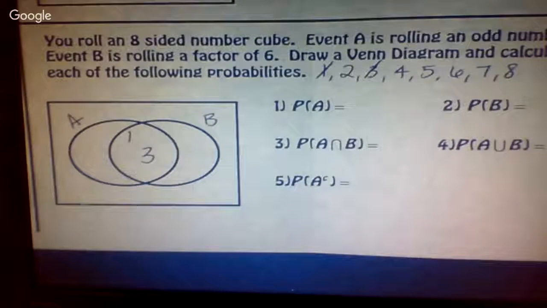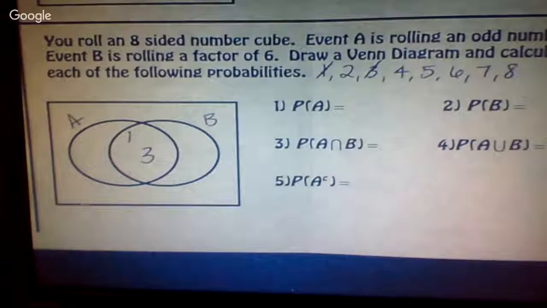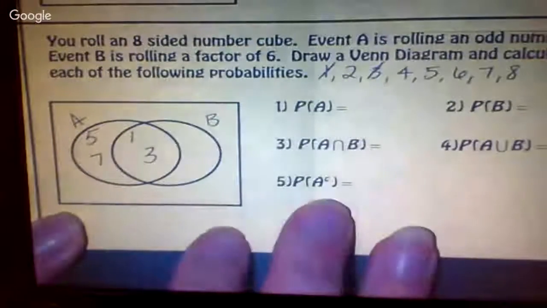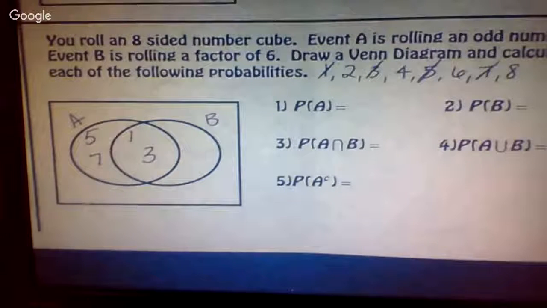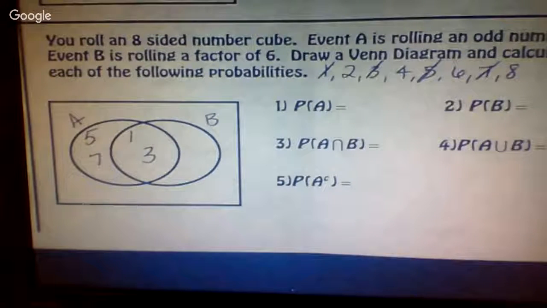Okay. With that being said, Christian, what else goes into event A? What is event A? Event A is rolling an odd number. So what else goes into A? Odd: 5, 7, and... can I take out the competition? And then 8 is the outlier. Well, never mind. Okay. So what goes into event B?